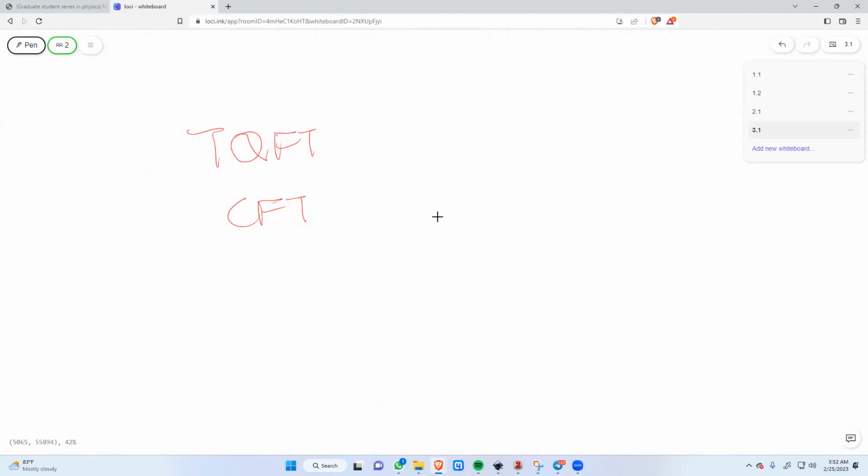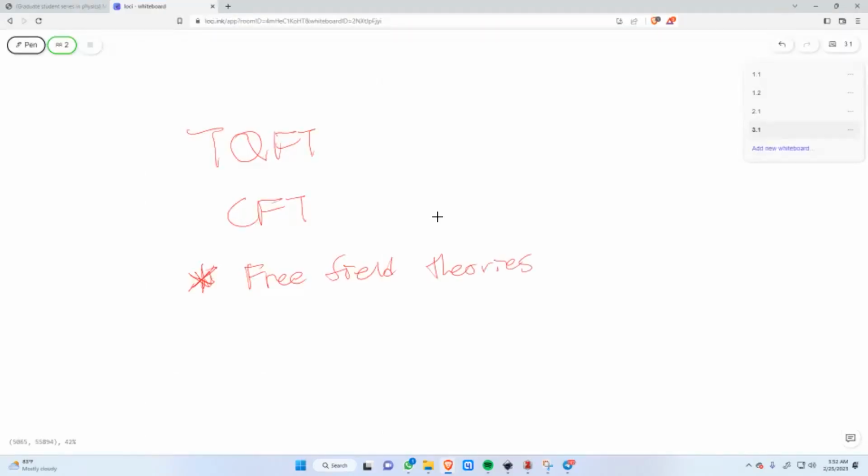And also, I guess, free field theories. Because free field theories might not be conformal field theories, but they still have trivial renormalization group flows. But these are like the easiest things in the world. It's a Gaussian path integral, so it's easy. And supersymmetry can usually be included in these.